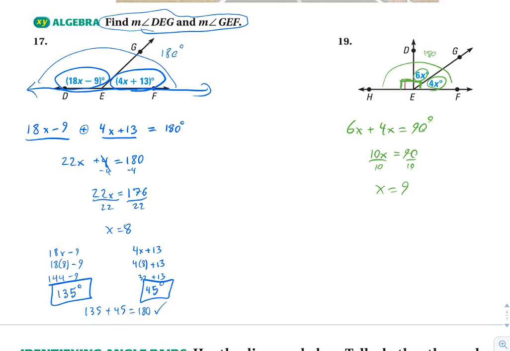Again, it's asking for two separate angles, DEG and GEF, so we plug it back in. 6x becomes 54 degrees. 4x becomes 36 degrees. And adding those together, we do get 90, which checks out. So those are our two angles we were looking for.